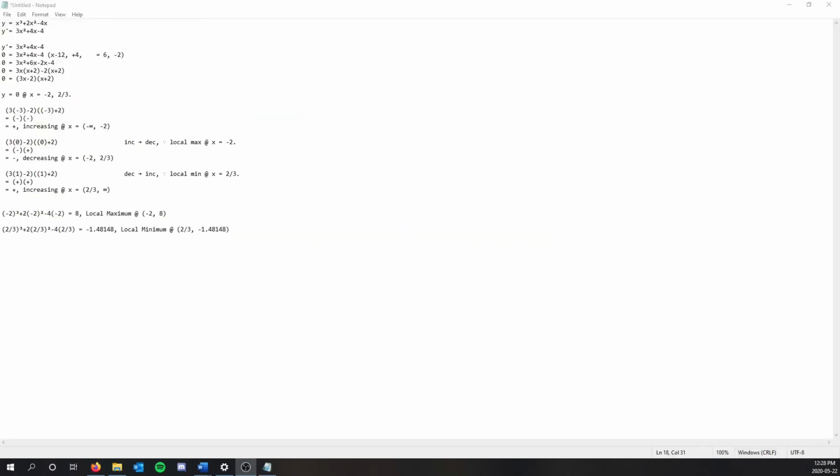Alright, that's all fine and dandy, but you know what they say, if you can't do it with numbers, it's not worth our time, so let's do it with numbers. Here we have the original function. Here we have the function's derivative. The original function is x cubed plus 2x squared minus 4x. The derivative is 3x squared plus 4x minus 4.